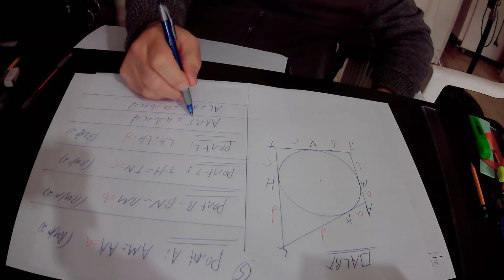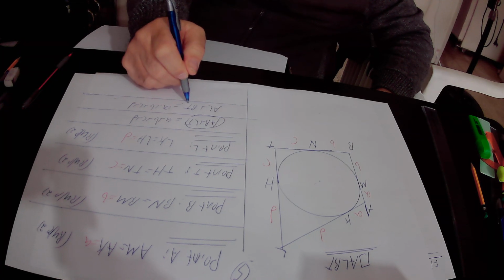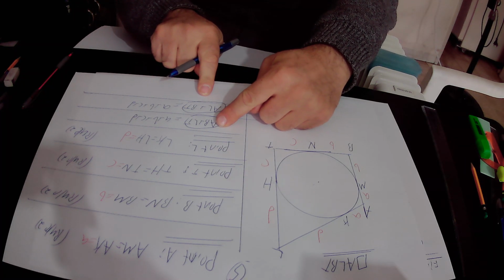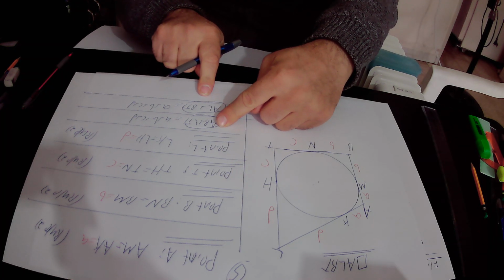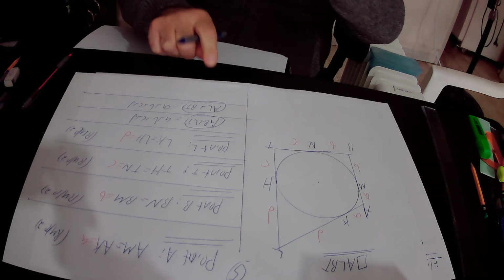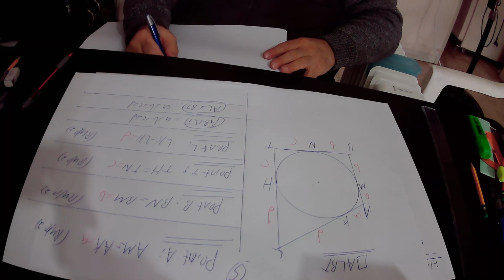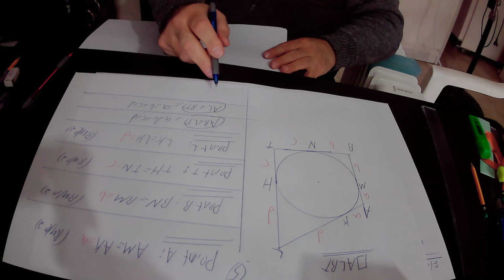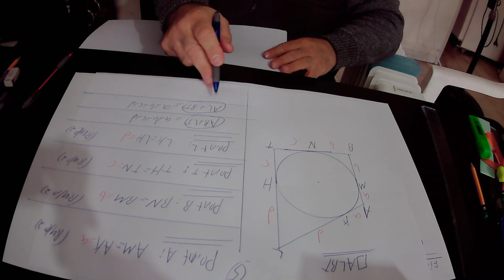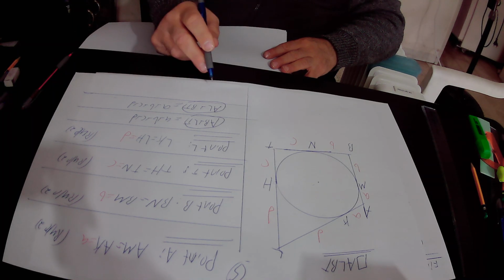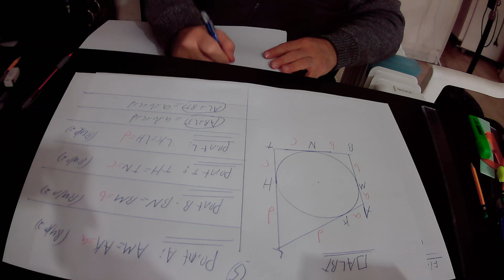So those two expressions, they are both equal to A plus B plus C plus D, therefore they are equal to each other. So we can write down that the expression AB plus LT equals the expression AL plus BT.